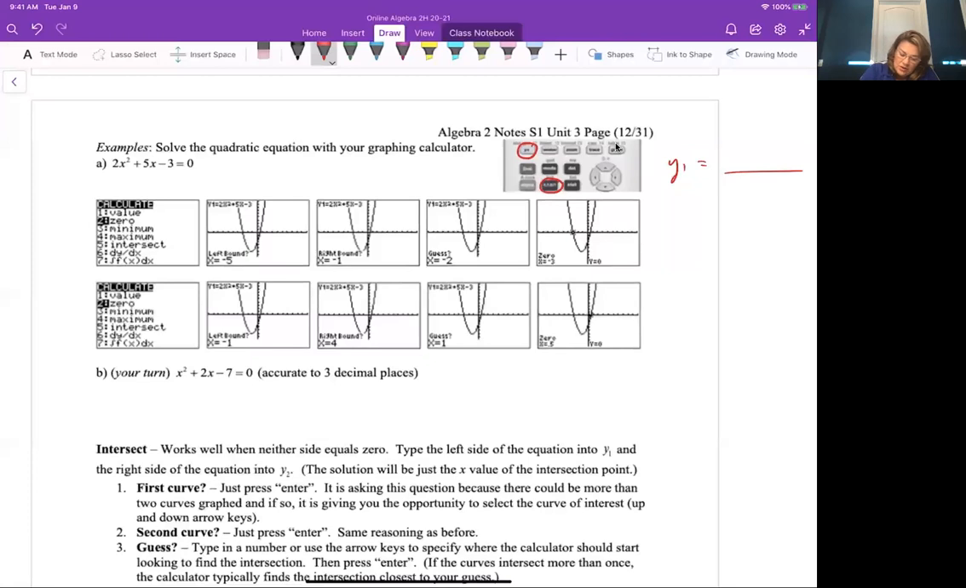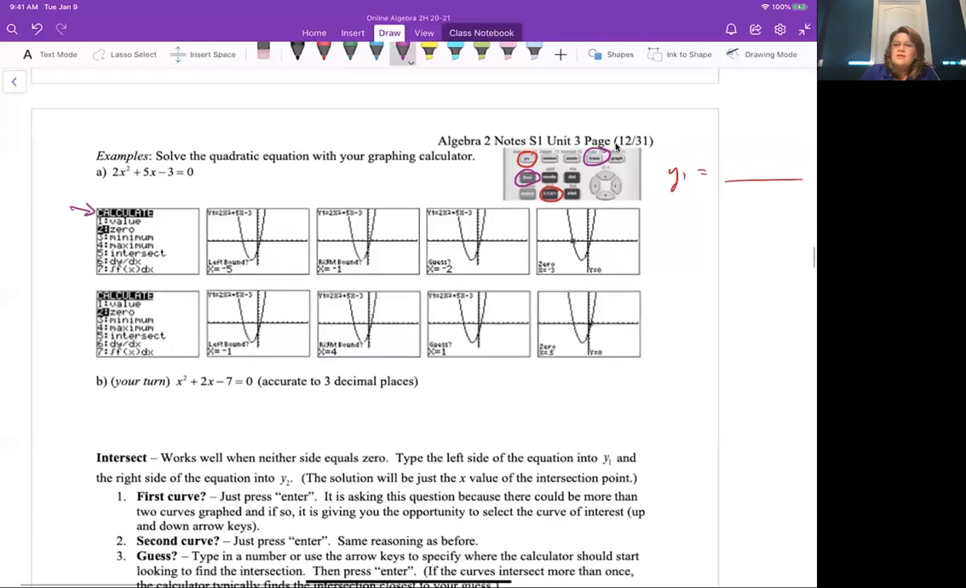Then you would go to calculate, which how you would get there is second function trace, and you can see the calculate is above trace. That's what the second function does. And I would see this menu right here. And because I'm trying to find values of x that give me my zeros or my roots, I would choose the second option. And then I could see this graph right here, okay?